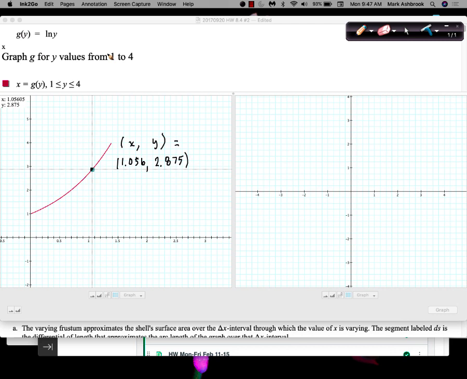So the function g of y, yes, sir. Y is the independent variable? Right? Yep. So, therefore, yes, ma'am. G of 2.875 equals 1.056. Right. So yes. So everything you guys said was correct.